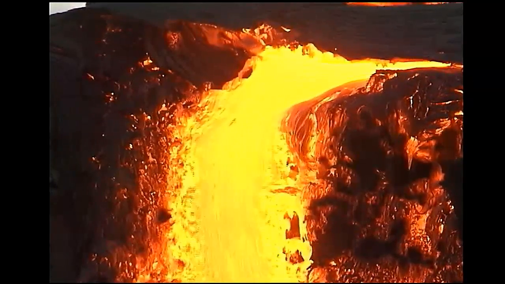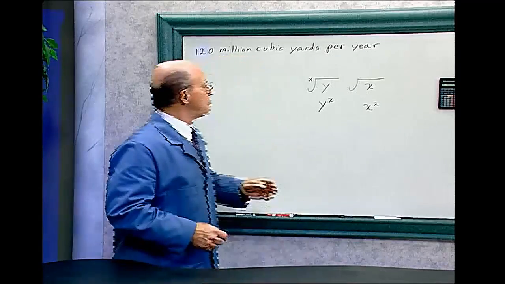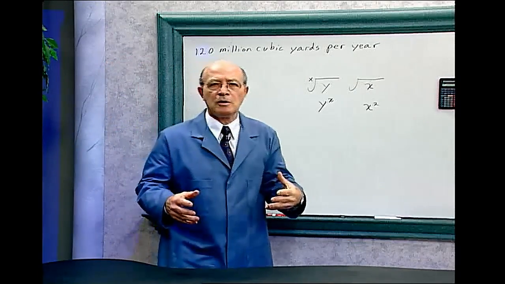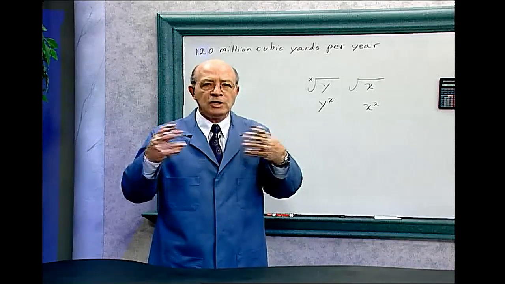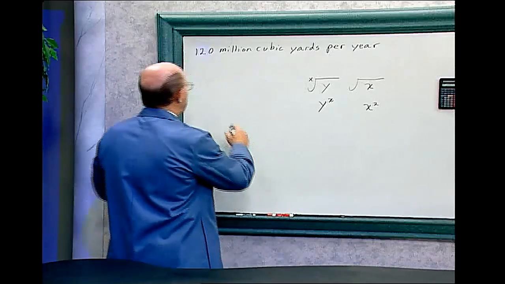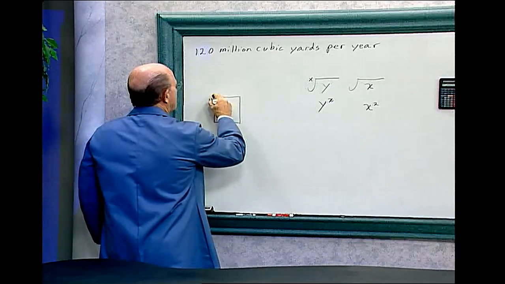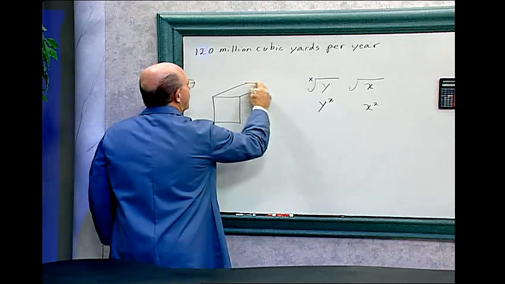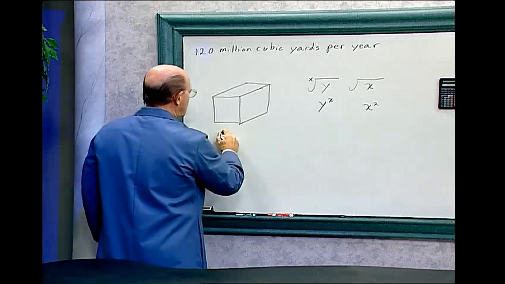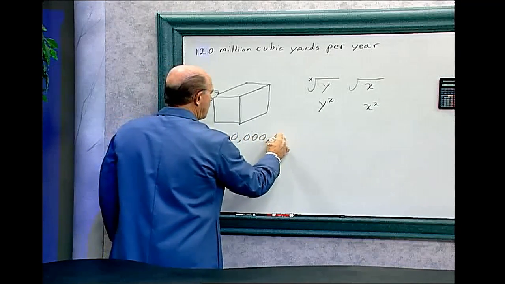On the average, that volcano puts out 120 million cubic yards per year. Now, I cannot envision that in my mind. And remember what a cube is? This is a cube. And that's 120 million. So I have to put 6 zeros after that.